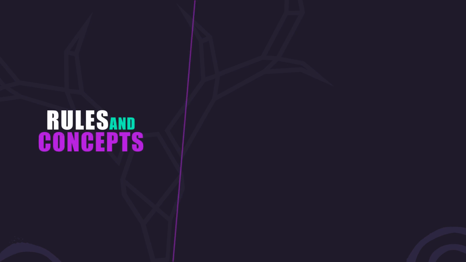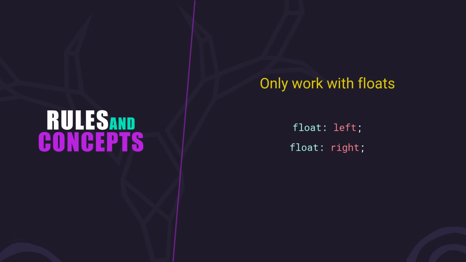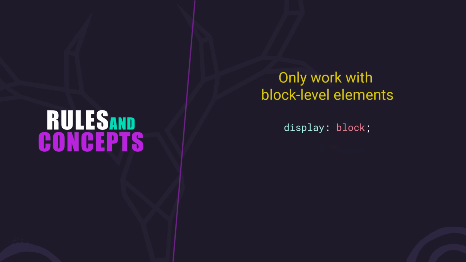Now, before we get too far along, however, there are some rules and core concepts that we need to understand. Currently, they can only be applied when used in combination with CSS floats. So if an item is not floated left or right, then shapes will simply not be applied. And they can only be applied to block level elements or inline elements that are set to display block.